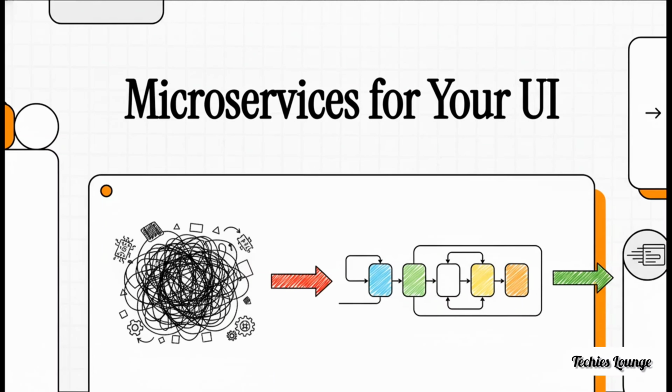Okay, so if you've ever worked on a really big enterprise app, you know the feeling, right? That massive, tangled front end monolith that just slows everything down. Well, today we're going to dive into a super powerful architectural pattern designed to solve exactly that: micro front ends.